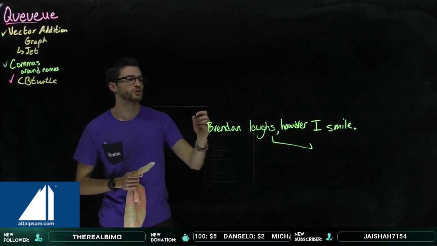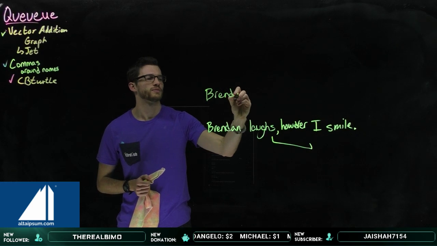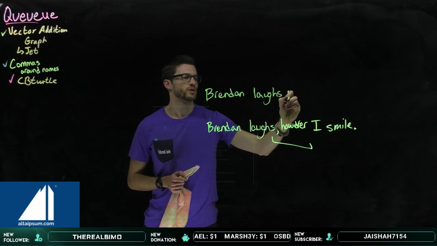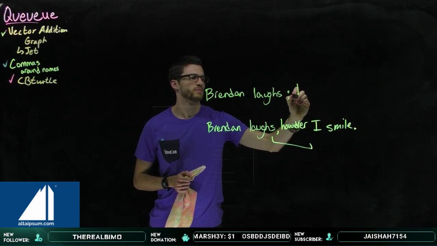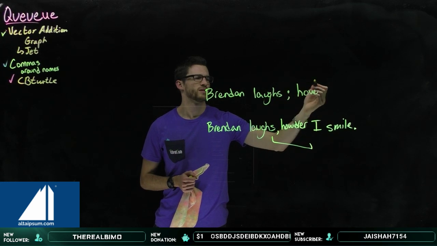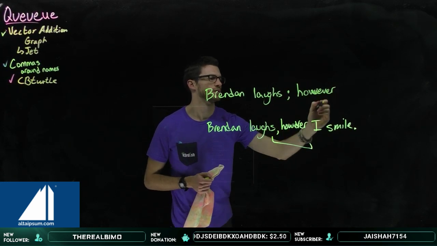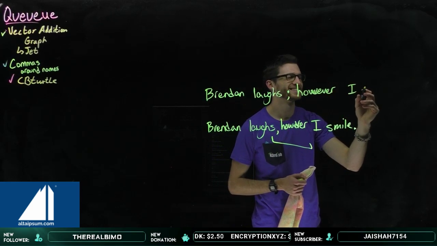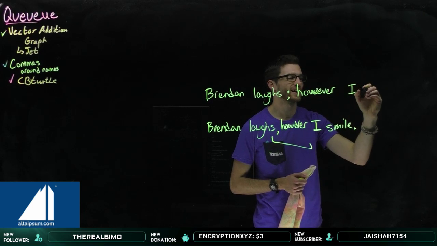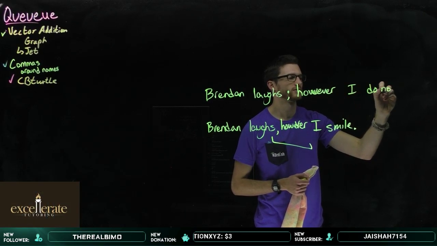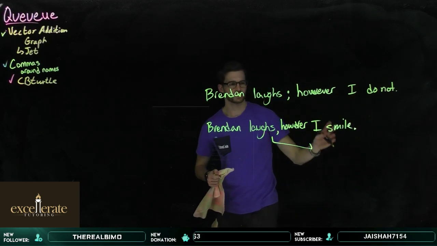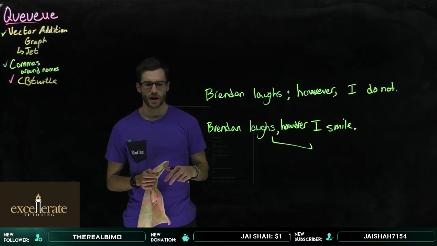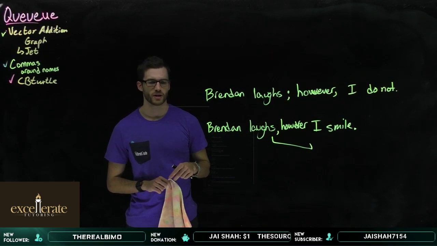Now you could say Brendan laughs; semicolon; however, how do you spell this word? However. You just spell it however. Very nice. All right, sorry. I liked it. I do not. So this is also an independent clause. I do not. Whatever. So this is fine. Maybe put a comma there, don't necessarily need to. Brendan, would the however make the second one a dependent clause?